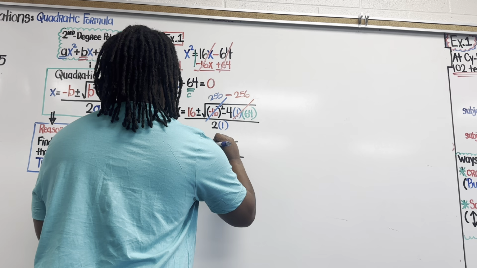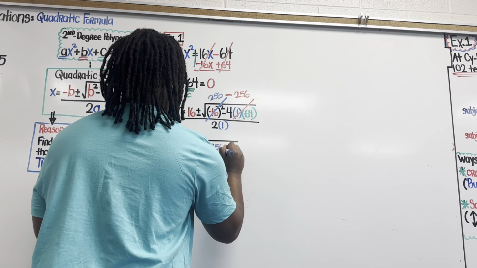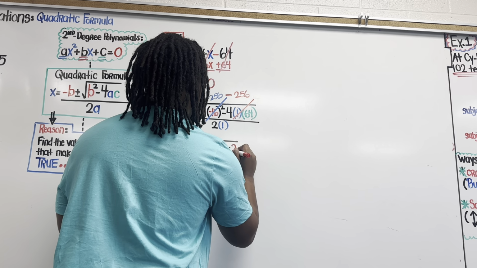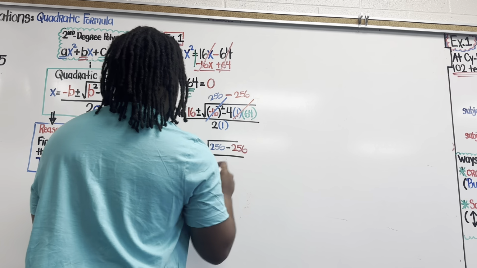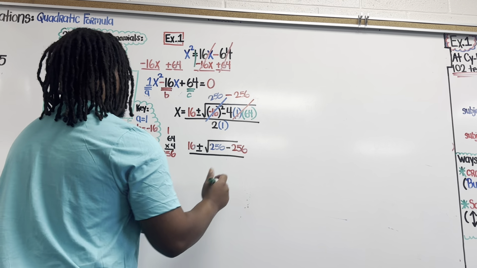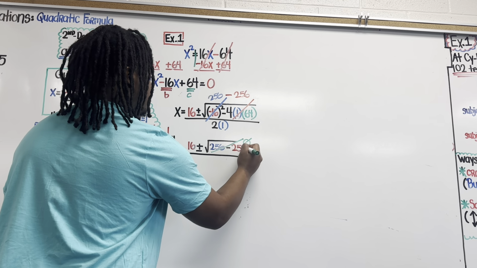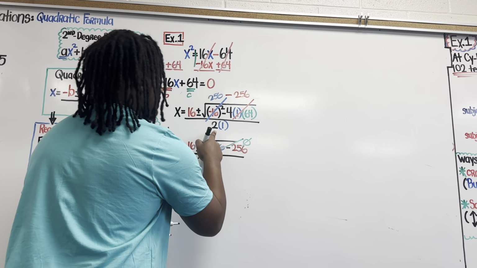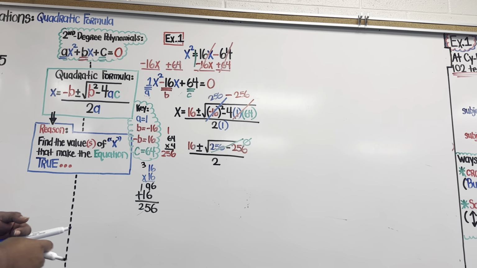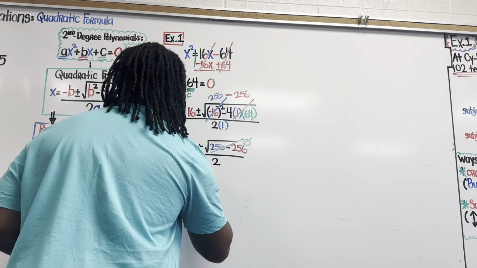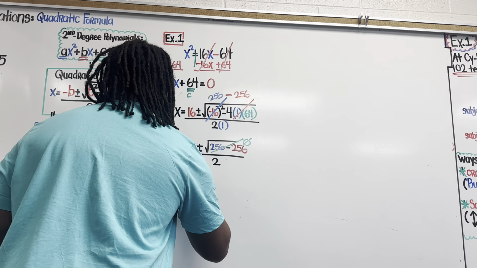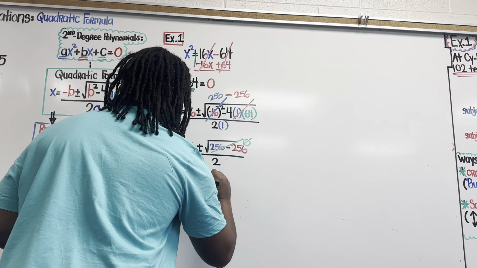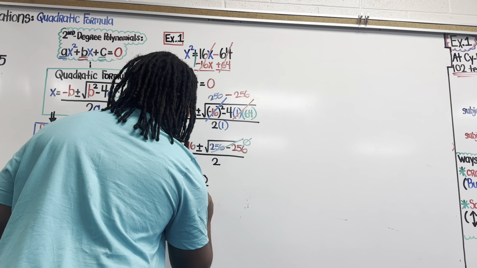So once again, I had 256 minus 256. And you know, 256 minus 256 is 0, and the square root of 0 is 0. Okay? So understand that, and I still have 2 times 1 is 2, so it's just going to be 2 at the bottom. So now, guys, we can rewrite it as this. We're going to have 16 plus or minus 0 all over 2.